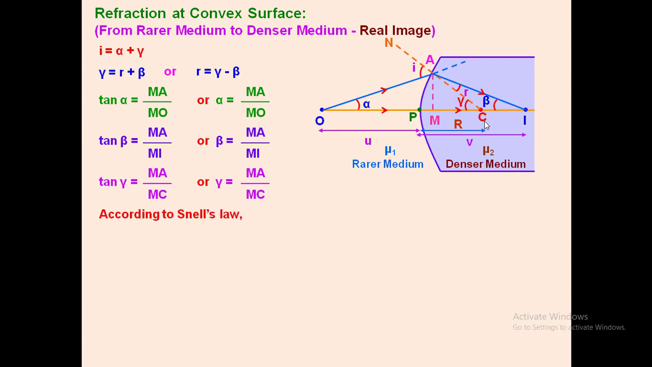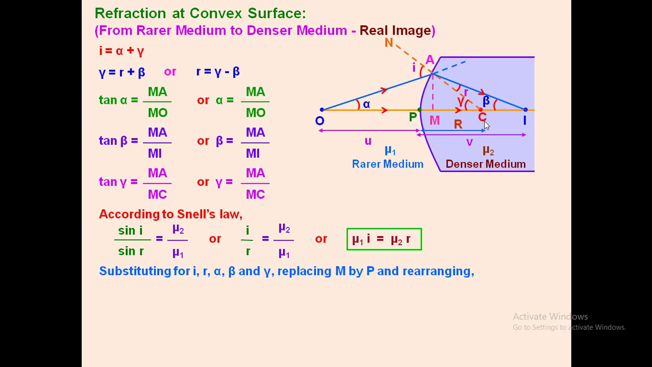According to Snell's law, what is Snell's law? Sin I by sin R is equal to mu2 by mu1. For small angles, I repeat, we are going to consider sin I as I and sin R as R. So I by R is equal to mu2 by mu1, or mu1 I is equal to mu2 R.